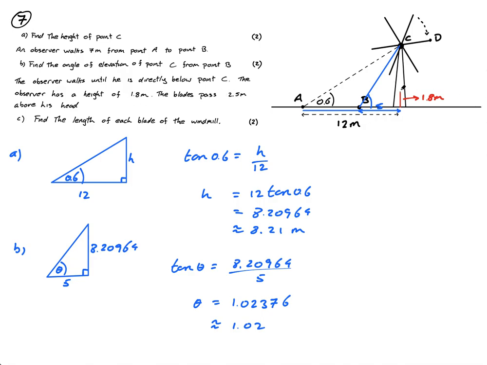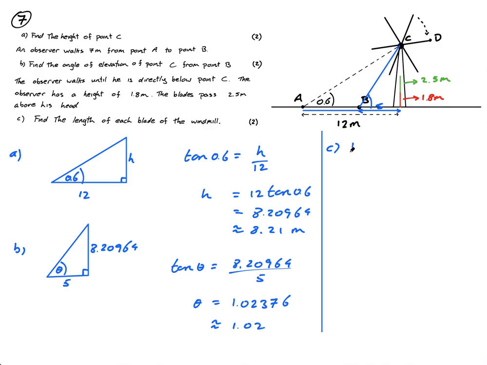So from here to here, because the blade is going to go around, let's say there, this is 2.5 meters. Find the length of each blade of the windmill. Right. So this, I believe, isn't actually that difficult. Let's draw a straight line up here. Part C. So he's 1.8 meters tall. They pass 2.5 meters above his head. What's left out of this h, which is 8.20964? So I would just say length, L.